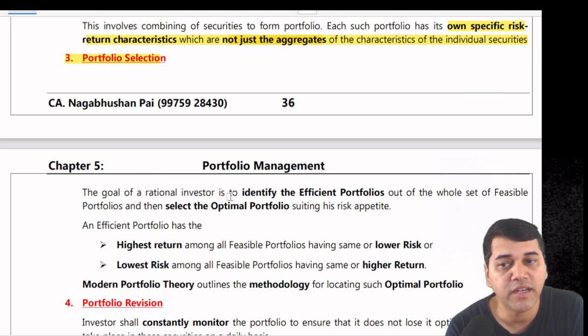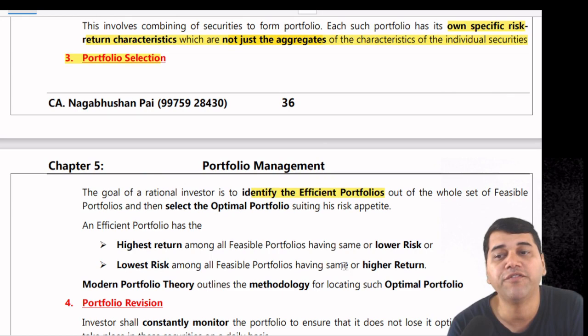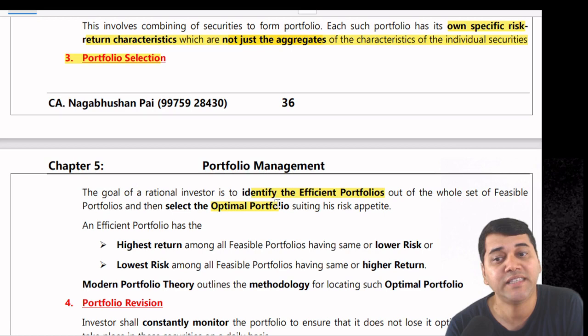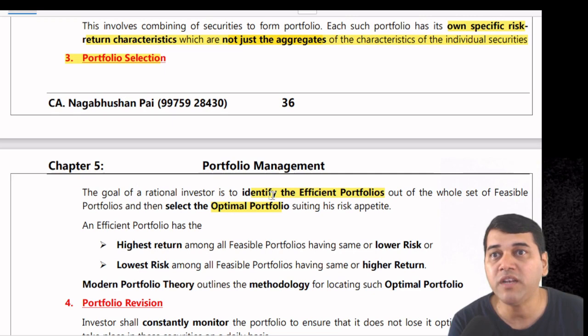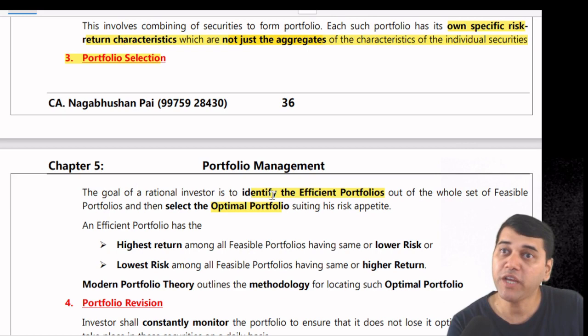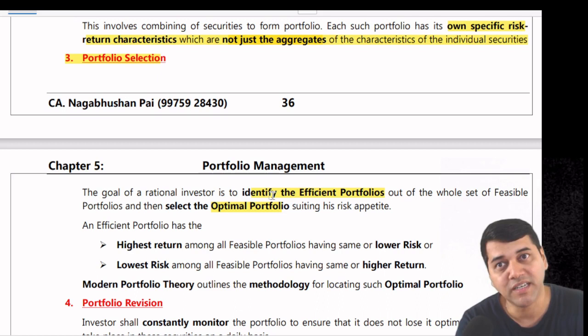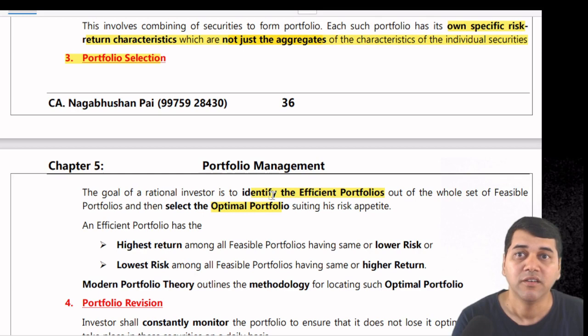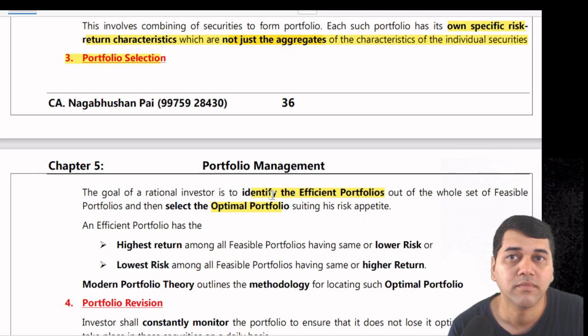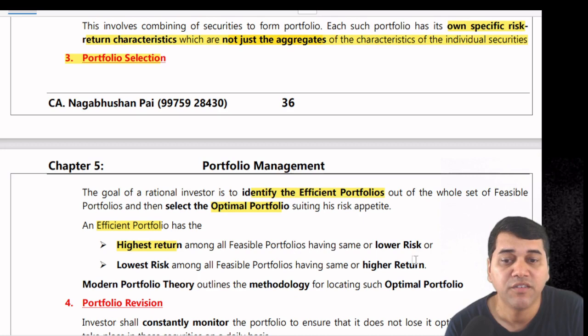The portfolio selection: the goal of the rational investor is to identify the efficient portfolios out of the whole set of feasible portfolios. There are so many investments. Which one should I choose? The efficient one, and then the optimum portfolio. Understand, both are different. Efficient means I should choose the one which gives me the best return for the lowest risk. But can I put all my money into one investment? No, there are 4 or 5 securities which give me the best return. So I have to choose the optimum, meaning the weights. Is it 10% this, 20% this, 60% balance, or 40-60, 50-50, 10-90? That's called optimum. But the underlying principle: an efficient portfolio should have the highest return for the lowest risk, or the lowest risk for the highest return.